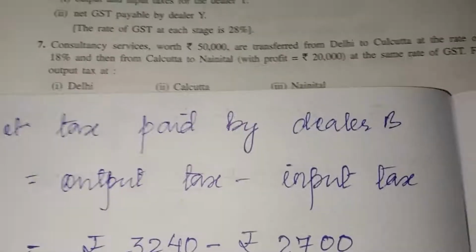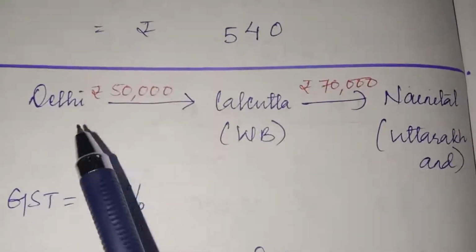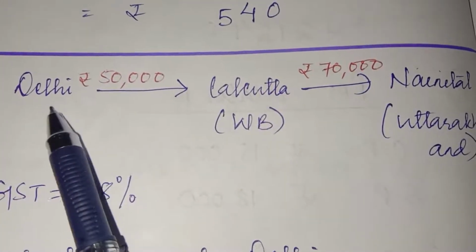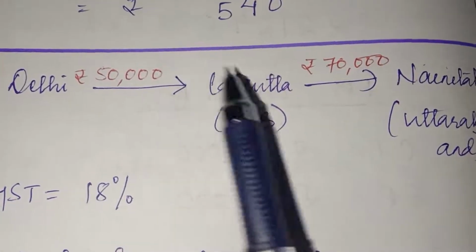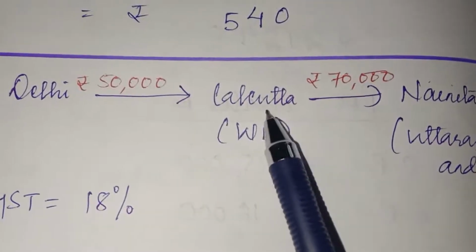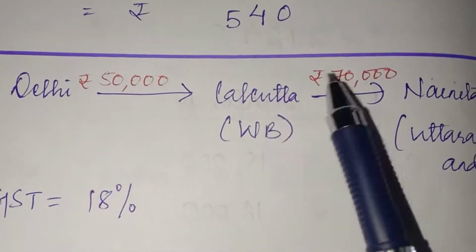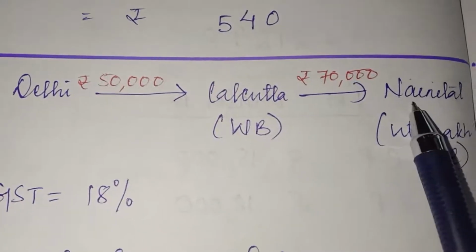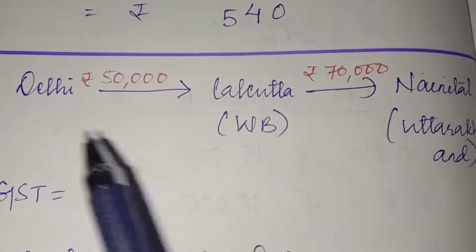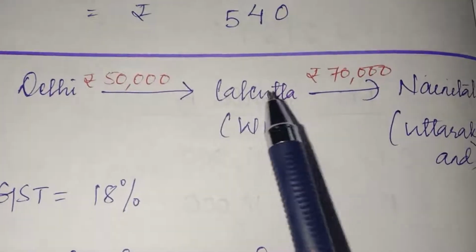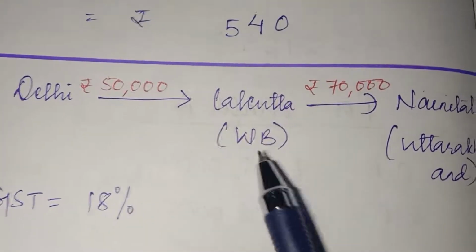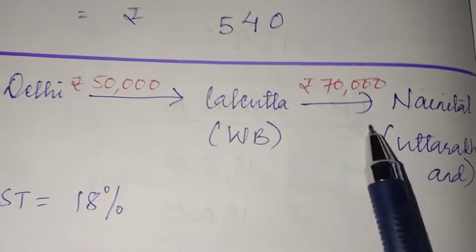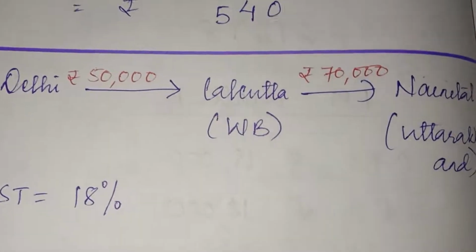So first you make this format: Delhi to Calcutta, Calcutta to Nainital. Delhi is selling at a price of 50,000, but for Calcutta, profit is 20,000. That means at rupees 70,000 he is selling those goods or services to Nainital. So first we have to find the states. Delhi, then Calcutta. Calcutta is in West Bengal and Nainital is in Uttarakhand. So here this is also interstate, here also interstate transaction.